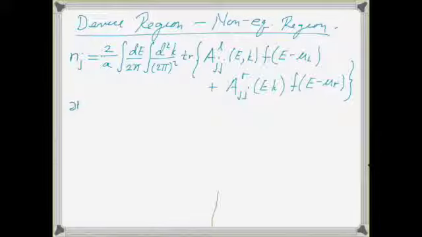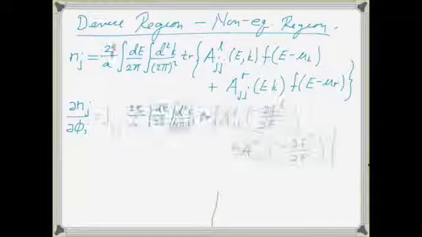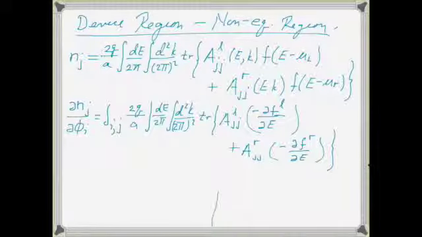So dnj d phi I in the non-equilibrium region. You end up doing the same thing for the non-equilibrium expression as you do for the equilibrium one, if you work through it. And so this is the Jacobian that we use.